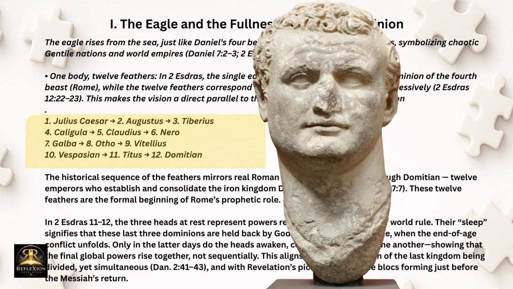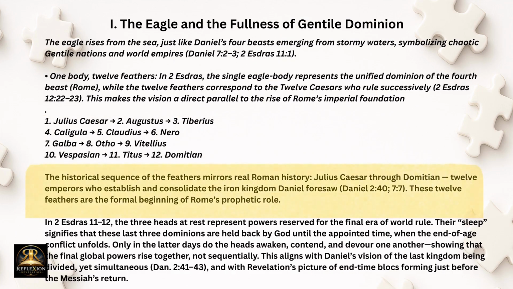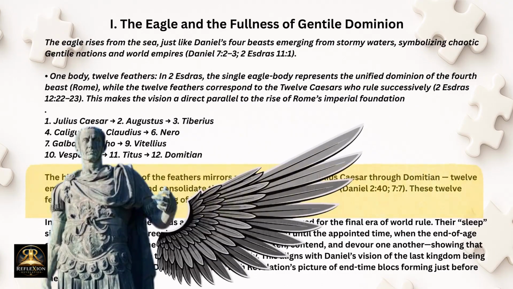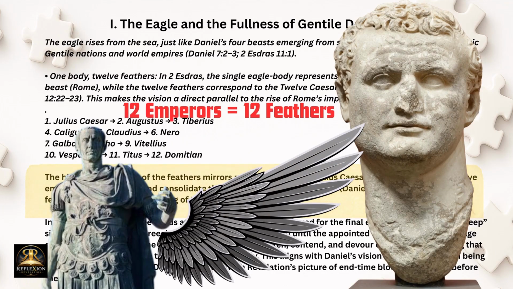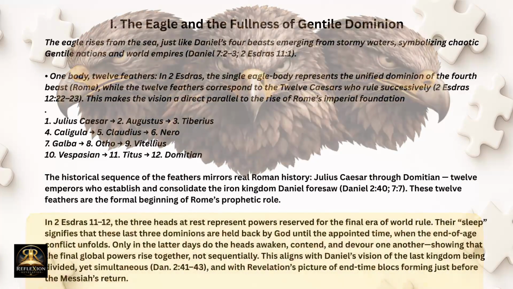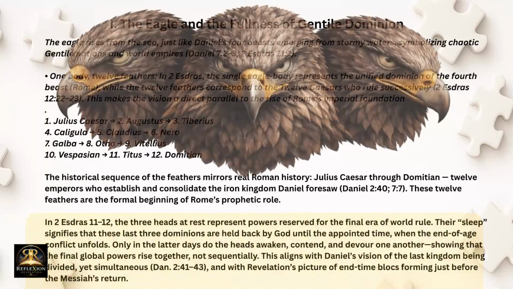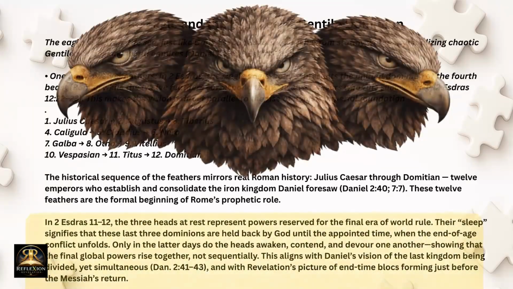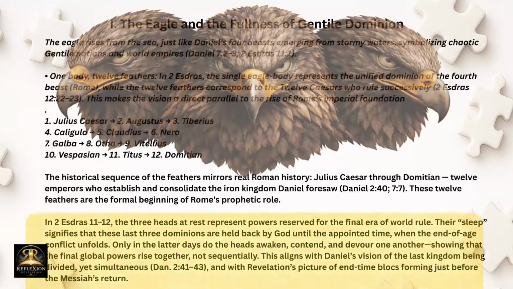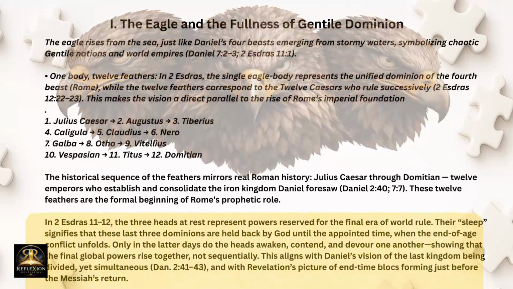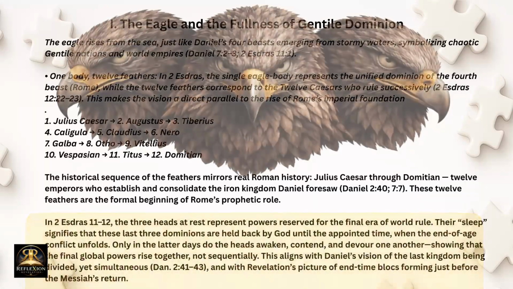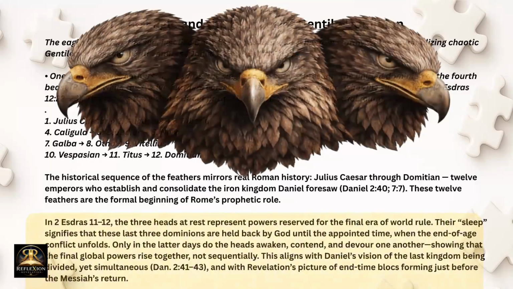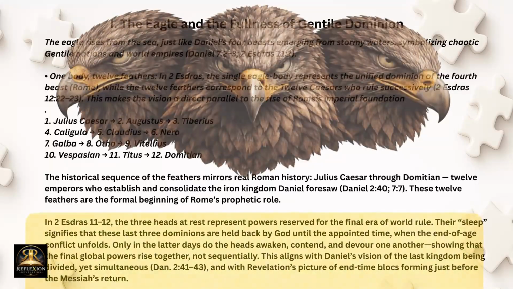So the historical sequence of the feathers mirrors real Roman history from Julius through to Domitian. 12 emperors who established and consolidated the kingdom, or the Iron Kingdom that Daniel foresaw. Now, the 3 heads at rest, and this is a really important part of this. The 3 heads at rest represent powers reserved for the final world rule, so to speak. Their sleep signifies that these last 3 dominions are held back by Yahuwah until the appointed time, when the end of the age conflict unfolds.